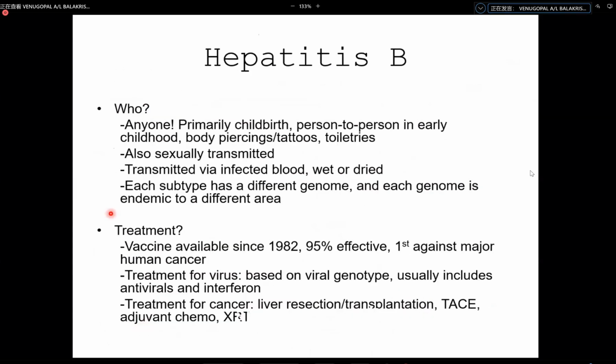So anyone can get it. It is usually sexually transmitted, and it can also be transmitted via infected blood, wet or dry. Each subtype has a different genome, and each genome is endemic to a different area.